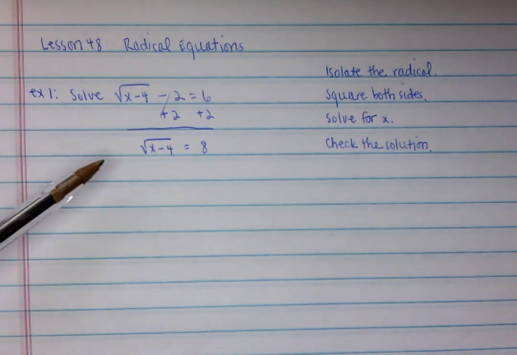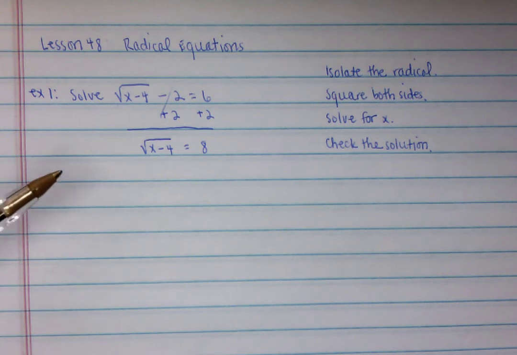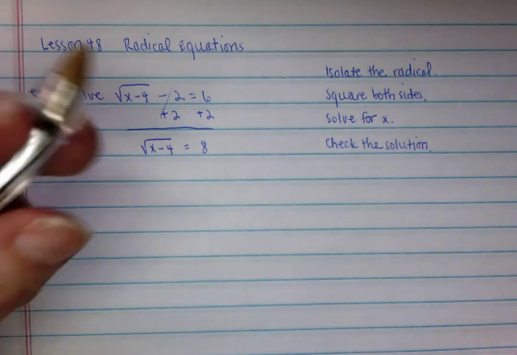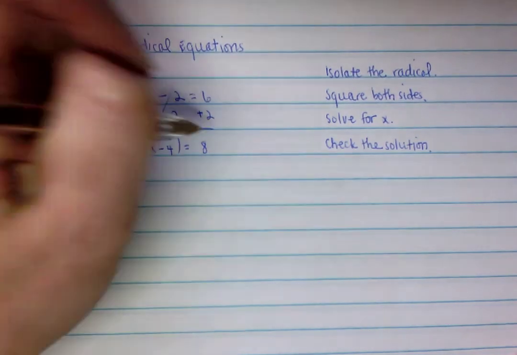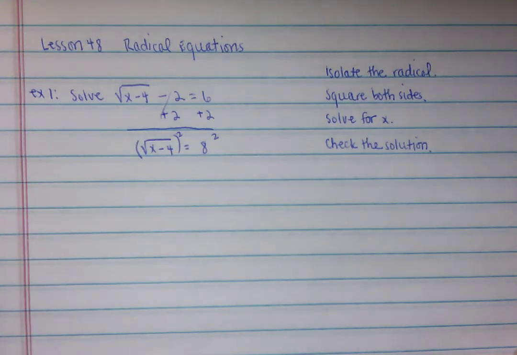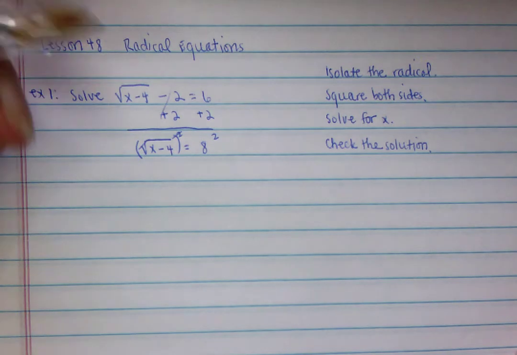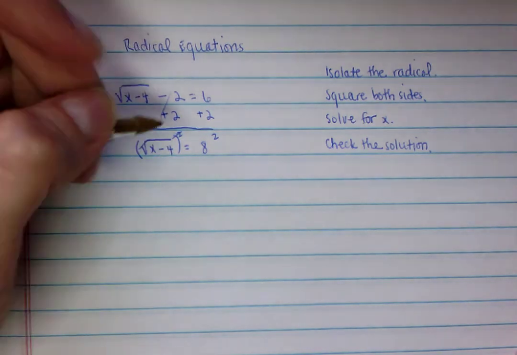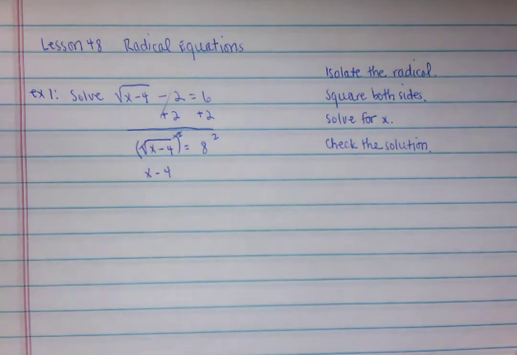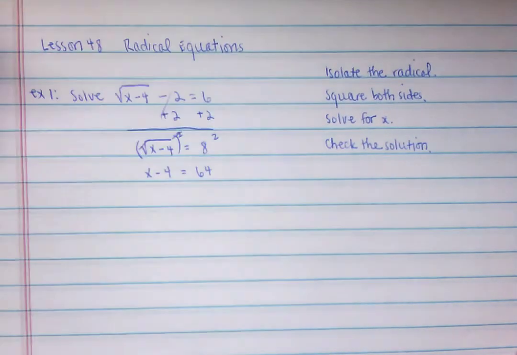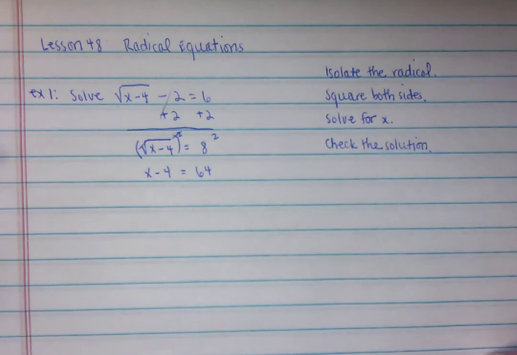Now that I've isolated the radical, I can undo the square root by squaring both sides. Square and square root are inverses of each other, just like adding and subtracting are inverses of each other. So you can square both sides to undo a square root. I square both sides of this. That's going to undo that square root, and it'll just leave me with what's left underneath. So I've got x minus 4 underneath, and then 8 squared is 64. So I do have to square both sides.